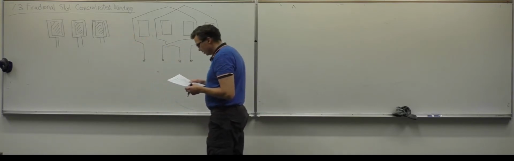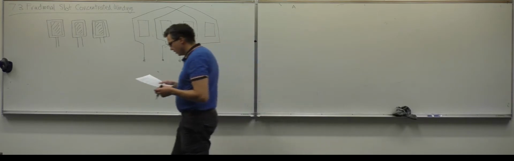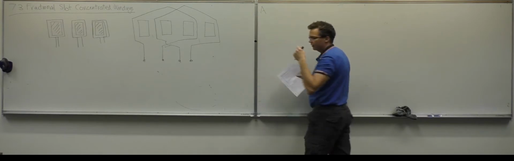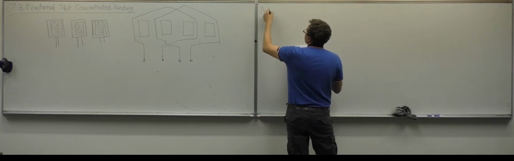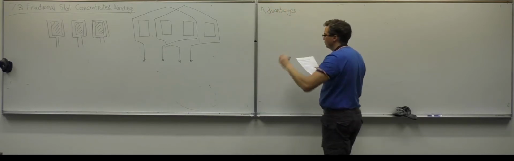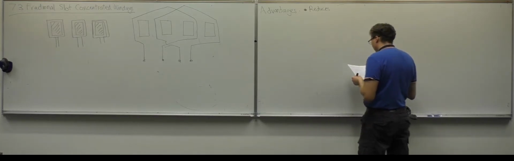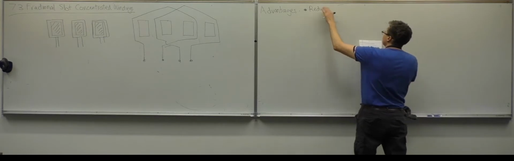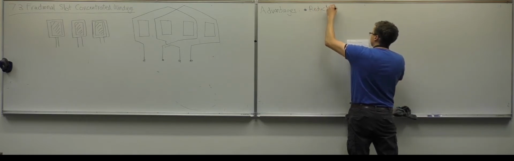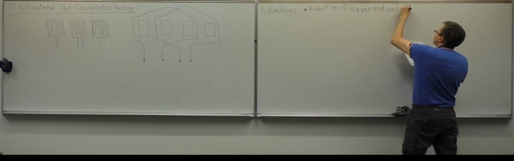So if you have a short axial length, the concentrated winding could quite significantly cut down on the amount of end winding. So there's a number of potential advantages, and there's some disadvantages to having a fractional slot concentrated winding. Some of these advantages and disadvantages are still kind of debated, and it really depends on the application. So advantages, and some people may somewhat disagree with all of these. Using the fractional slot concentrated winding, you can have a reduction of copper end winding region.